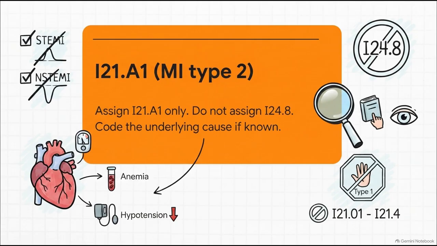Just don't do it. Plus, even if the provider specifically calls the type 2 MI an NSTEMI or a STEMI, the guidelines are crystal clear that codes I21.01 through I21.4 are strictly reserved for type 1 infarctions. For type 2, you always use I21.A1, and you've got to sequence the underlying cause, like the anemia or the hypotension, first if it's known.